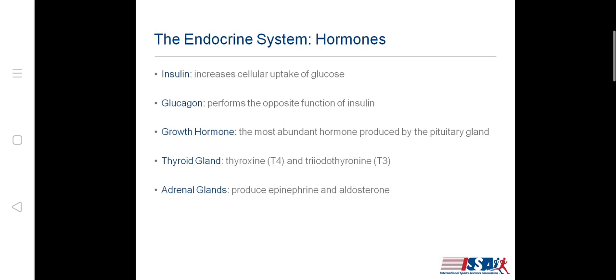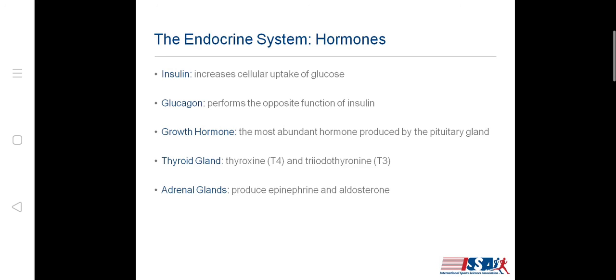Growth hormone is the most abundant hormone, as well as the largest and most complex protein produced by the pituitary gland. Growth hormone stimulates tissues to take up amino acids, synthesize new protein, and stimulate long bone growth. The thyroid gland, located in your neck, releases two hormones, thyroxin, T4, and triiodothyronine, T3. These two hormones can stimulate the metabolic rate, as well as regulate cell growth and activity.